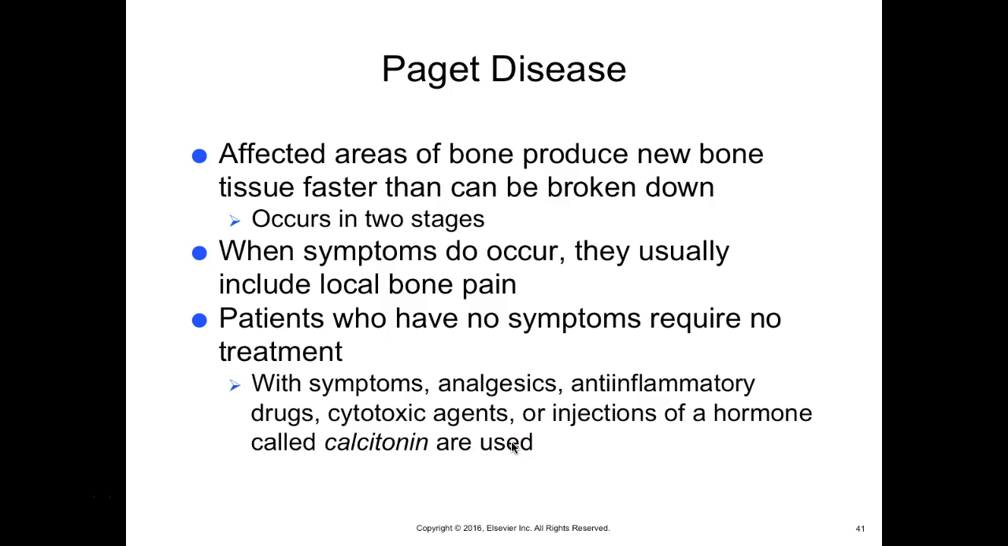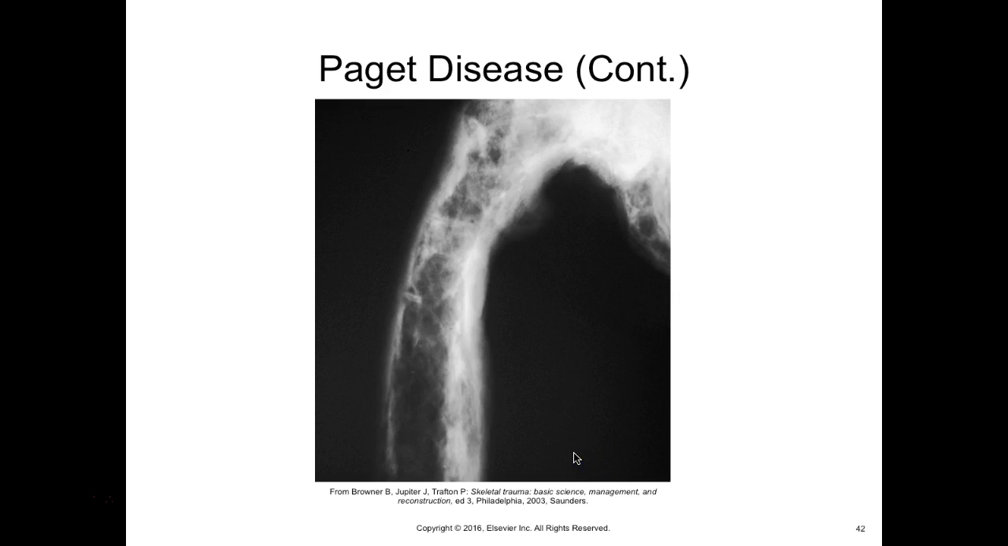All right, Paget disease. This is affected areas of the bone produce new bone, and it produces the tissue faster than it can be broken down. And when the symptoms do occur, they usually cause local bone pain. And then patients with no symptoms don't require treatment. So with symptoms, they give pain medications, anti-inflammatory drugs, cytotoxic agents, or injections of a hormone called calcitonin is used. And this just shows Paget's disease here.